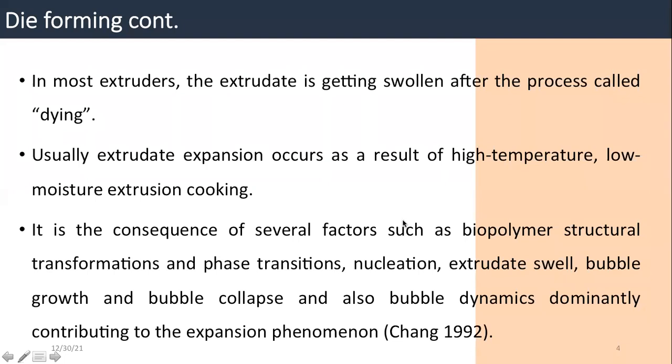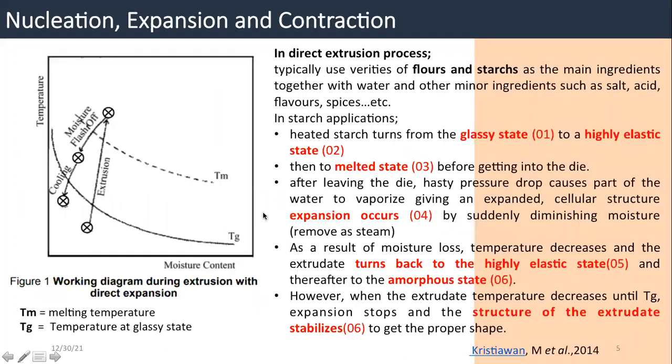And it is a consequence of several factors such as biopolymer structural transformation and phase transitions. Phase transition means liquid state to solid state and solid to liquid likewise. And nucleation, we will discuss what is nucleation. Extrudate swelling, you know what swelling means: expansion. Bubble growth, we are also going to discuss today. Bubble collapse and bubble dynamics, right? Those words are very important when it comes to expanded food products, extruded food products. We will discuss these words and the techniques behind these words, right?